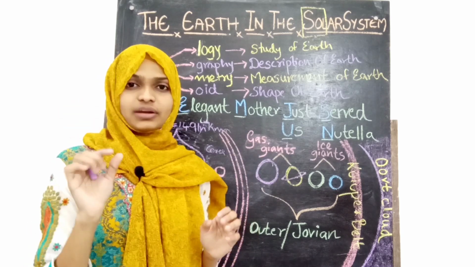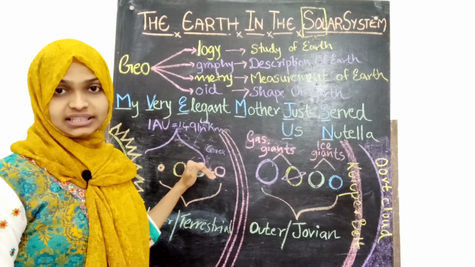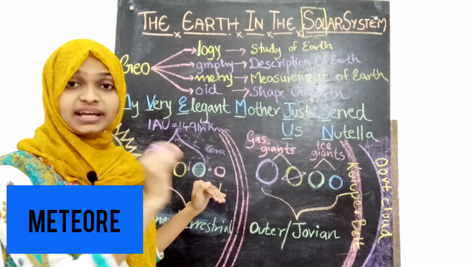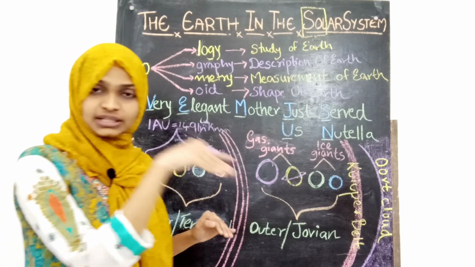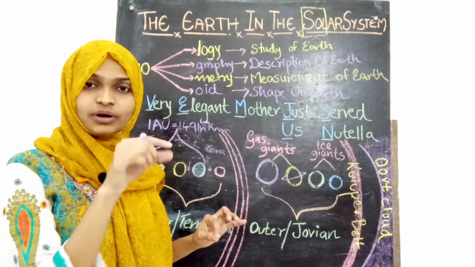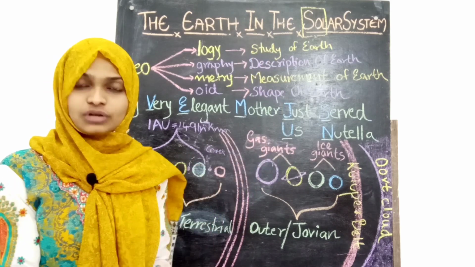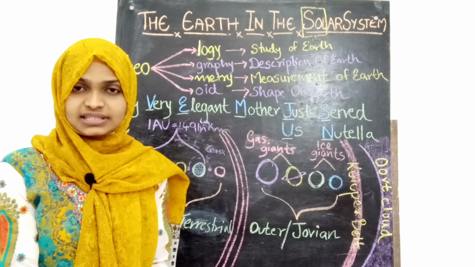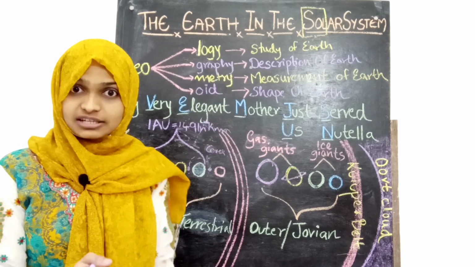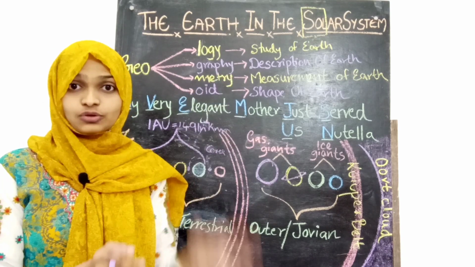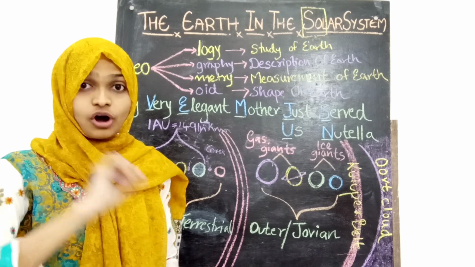Now if a meteoroid, which is very small, passes through the atmosphere of the earth, it is known as a meteor. So a meteoroid which is falling into the earth's atmosphere is known as a meteor, and we can see it as a shooting star. It will easily burn off and it will not touch the earth's surface. But in rare cases, meteoroids touch the surface of the earth. Those meteoroids which touch the surface of the earth are known as meteorites.